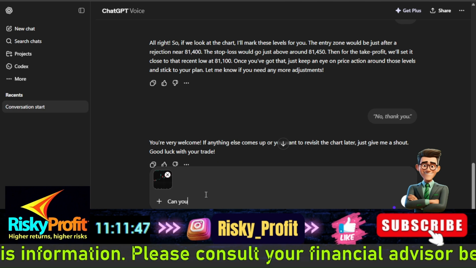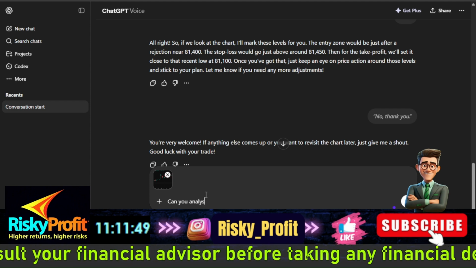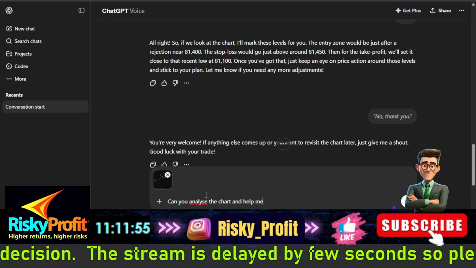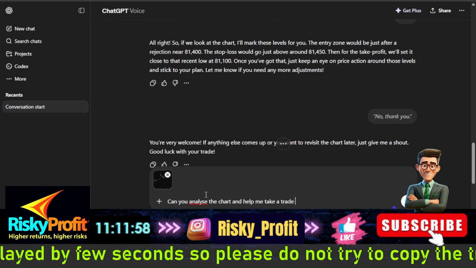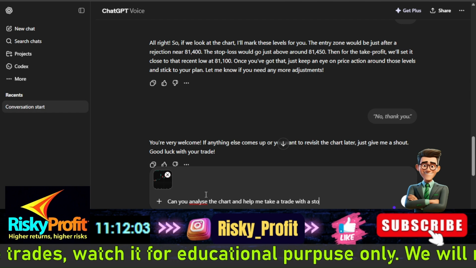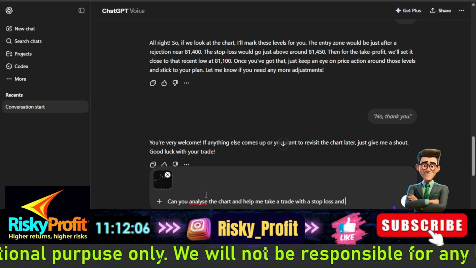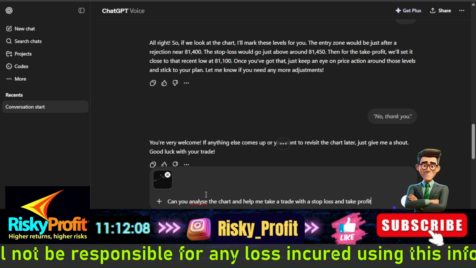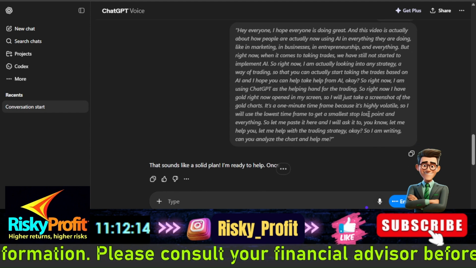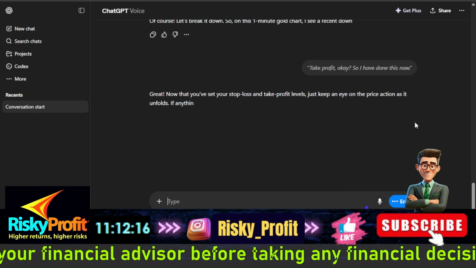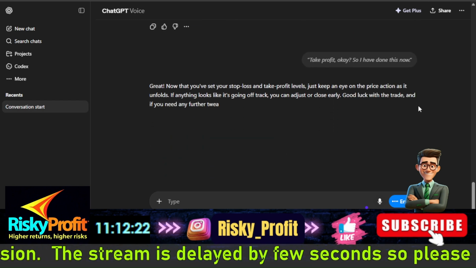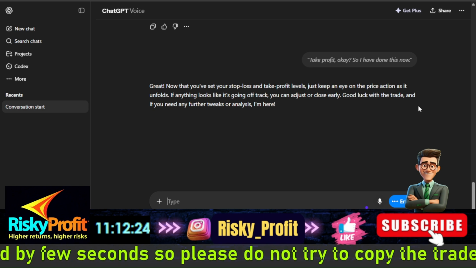Okay, so I am writing, can you analyze the chart and help me That sounds like a take solid a plan. trade uh, with a stop loss and take Absolutely. profit. Okay, so I've done Of this. course. Let's break it down. So on this 1 minute gold chart, great. Now that you've set your stop loss and take profit levels, just keep an eye on the price action as it unfolds. If anything looks like it's going off track, you can adjust or close early. Good luck with the trade, and if you need any further tweaks or analysis, I'm here.